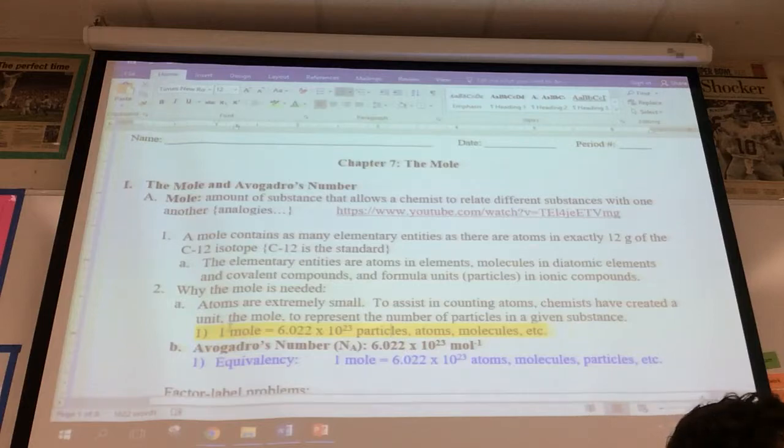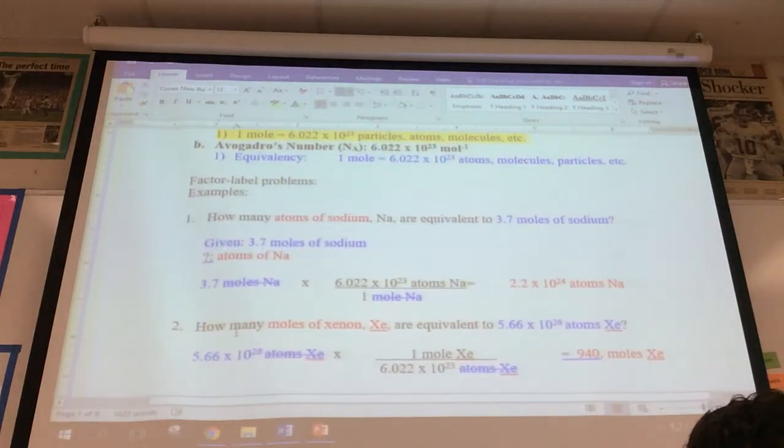And so you'll see there's a specific way I want it set up, and there's a specific way that you're going to set up your fractions, and I'll point that out to you. In the first problem, it says how many atoms of sodium? That's what we're trying to find, hence the question mark. That's the unknown. Are equivalent to 3.7 moles of sodium. That's my given. I have a number, a unit, and a substance.